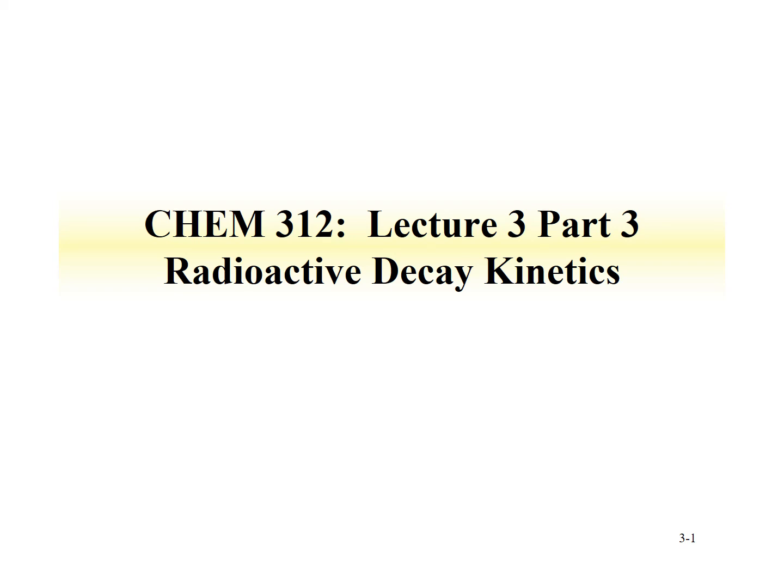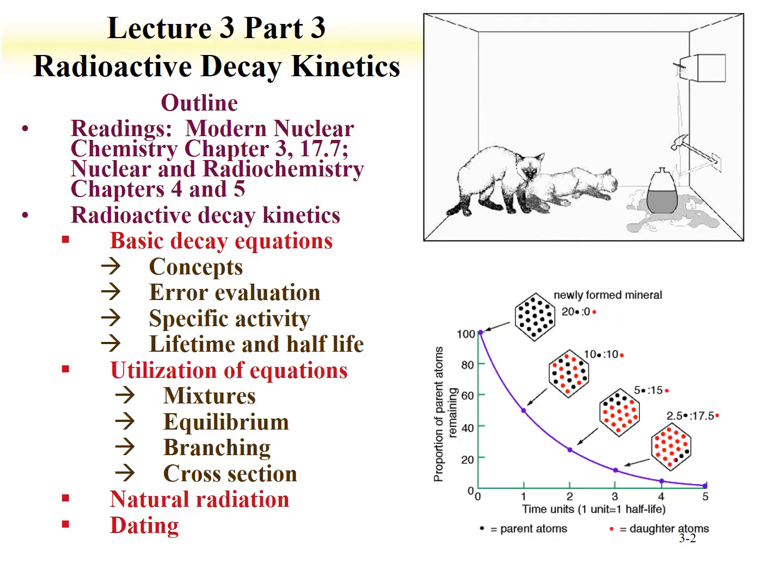Welcome to Lecture 3, Part 3, the third and final part of the lecture on radioactive decay kinetics for Chemistry 312 Radiochemistry. For Lecture 3, Part 3, we're going to discuss reaction cross-sections. Those are equations that describe the probability of reactions occurring, and we're going to discuss the term cross-sections, which we've already talked about when we discussed the chart of the nuclides.